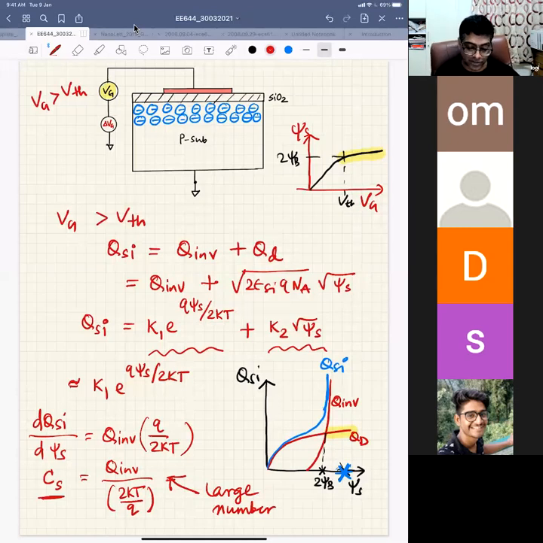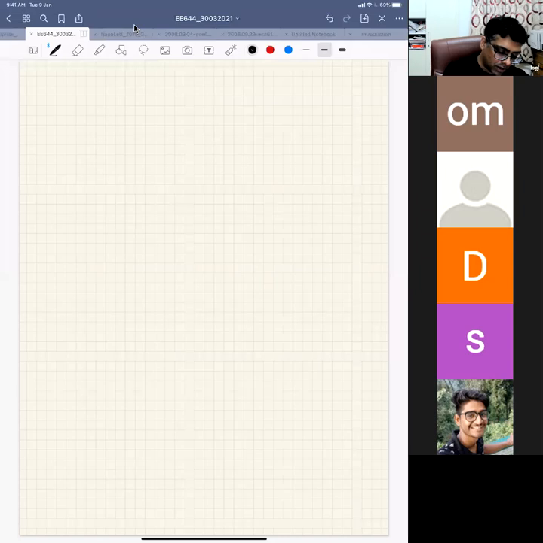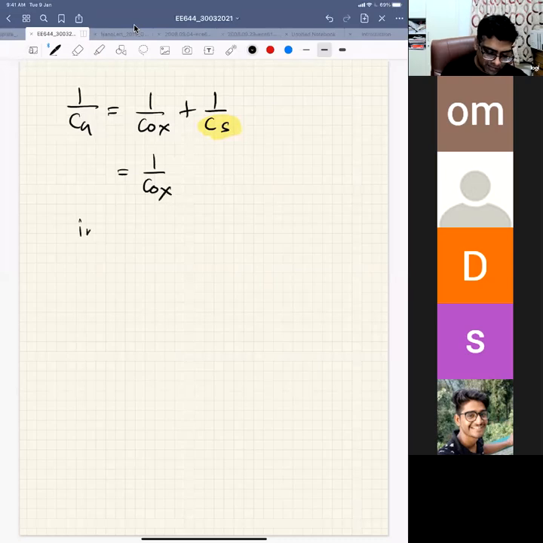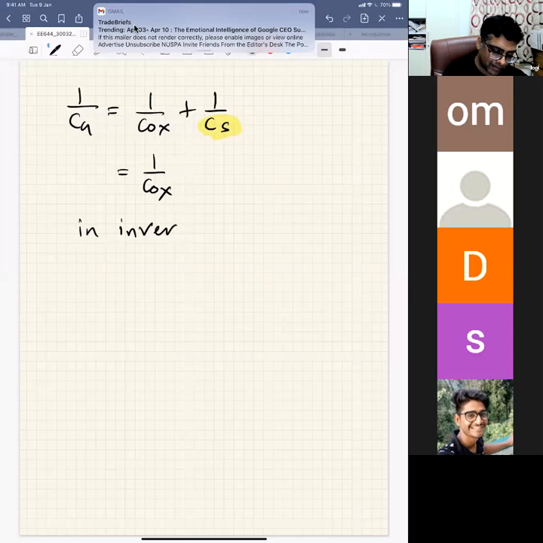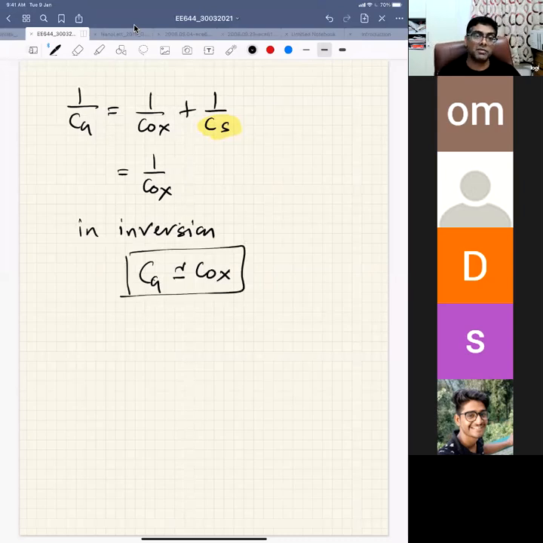In inversion also, right? So if I write 1 by CG equal to 1 by Cox plus 1 by CS, here the CS is very high, so this will again be 1 by Cox, right? So in inversion, your CG will be Cox, right? Your gate capacitance will again be oxide capacitance.